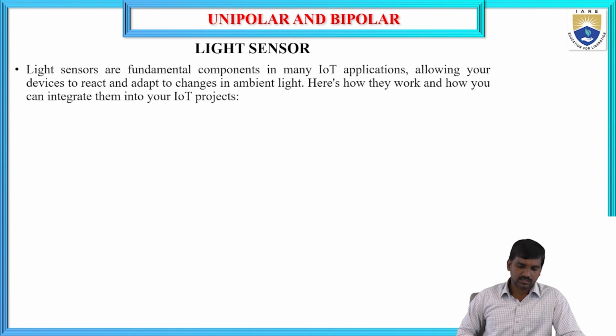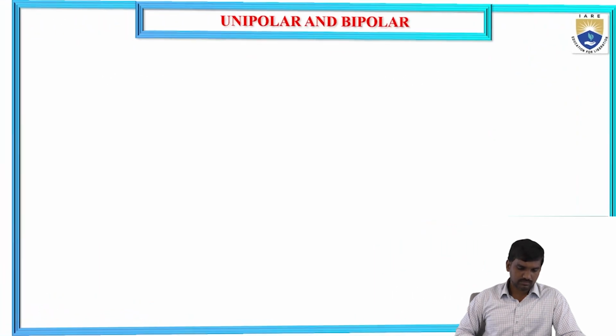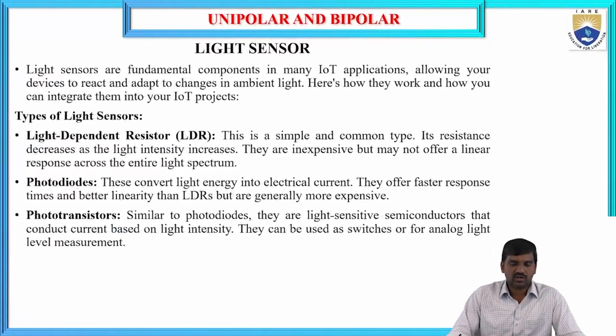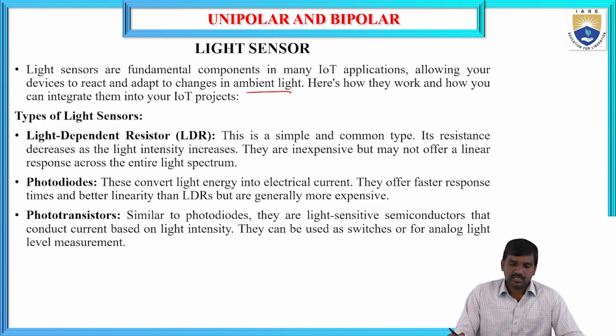The remaining sensor is the light sensor. Light sensors are fundamental components of many IoT applications, allowing your devices to react and adapt to changes in ambient light. Here's how they work and how you can integrate them into your IoT project. That is the essential part.